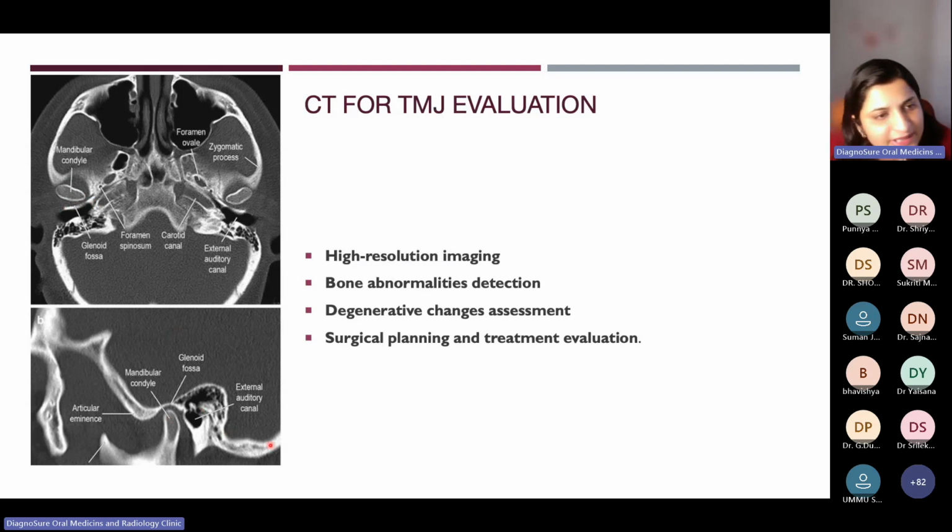This is the sagittal section. Here we can properly see the condyle. This is the articular eminence, glenoid fossa, and external auditory meatus. We can see all this. We can appreciate this space, the joint space.